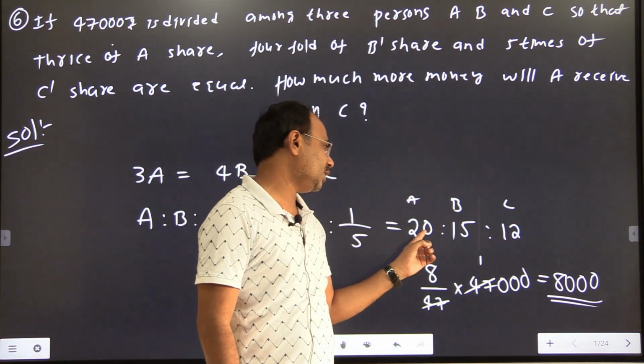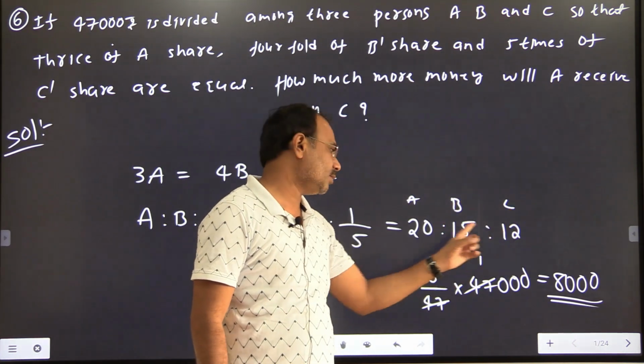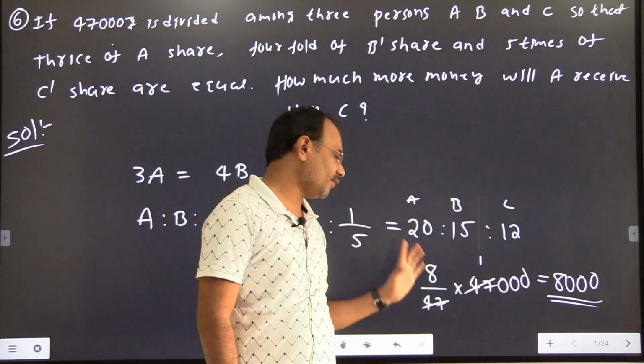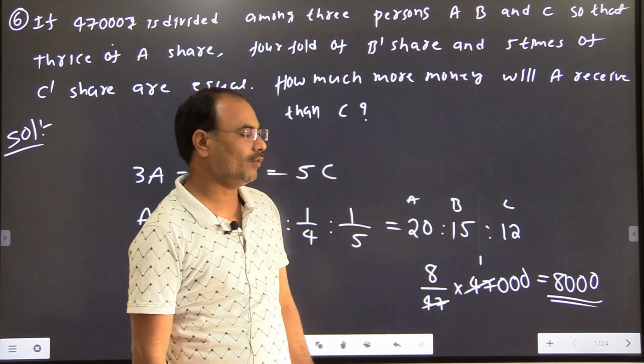So A will get 20 parts, C will get 12 parts. The difference between both is 8 parts, and the sum of the total parts is 47. So 8 by 47 into 47,000 rupees, then you will get 8,000 rupees.